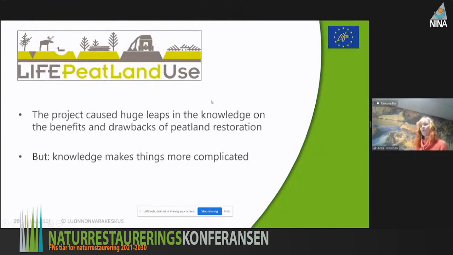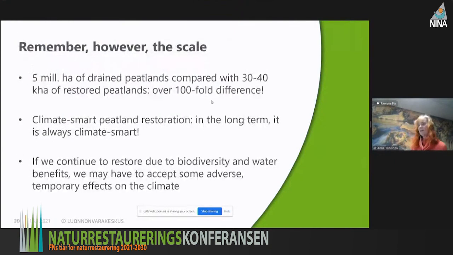Okay, so the project caused huge leaps in the knowledge on the benefits or drawbacks of peatland restoration, but the knowledge makes things more complicated. And still I have something. We have to remember the scale. If we have 5 million hectares of drained peatlands, and we are restoring about 30 to 40,000 hectares, there's still a 100-fold difference. So do we really have to look at the climate impact so much if we look at this scale?